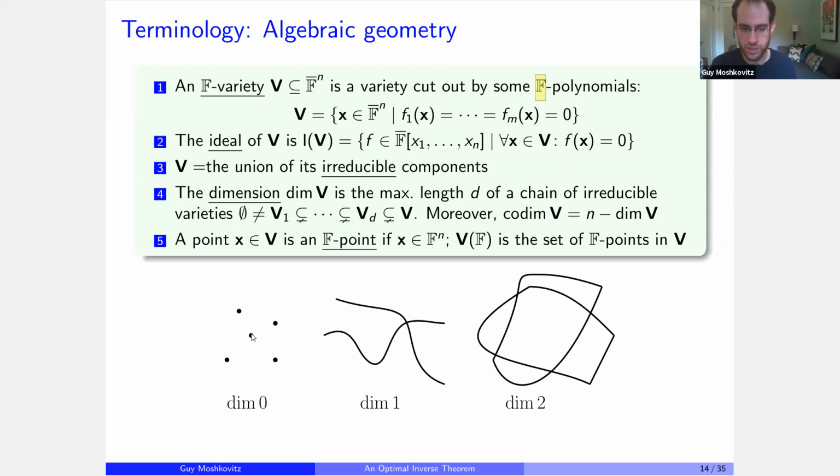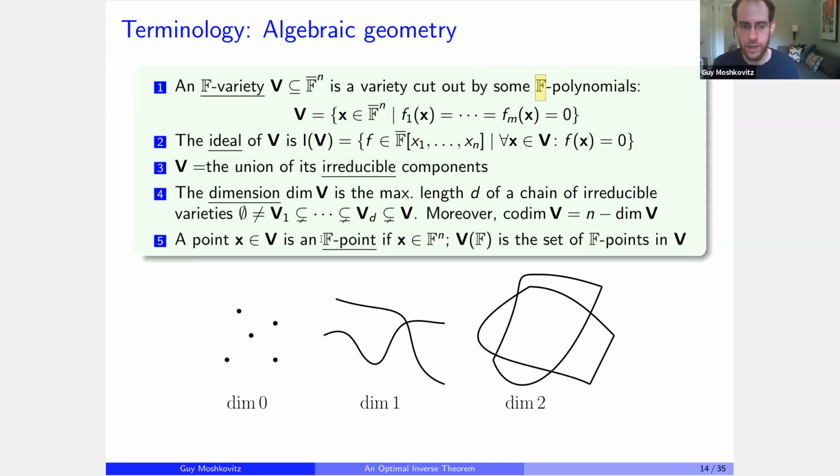So as you can see, for dimension 0, you have just a disjoint union, so the irreducible components are just singletons. Dimension 1 is just a union of curves. Dimension 2 is a union of two-dimensional surfaces, etc.